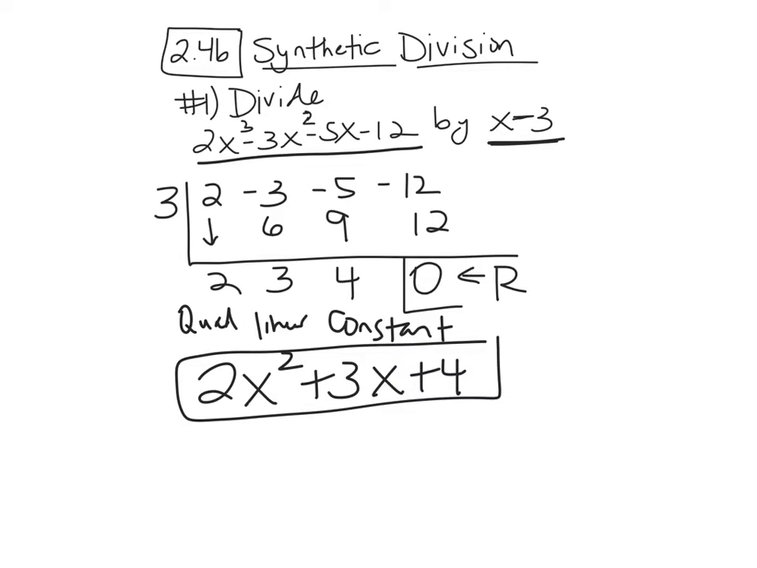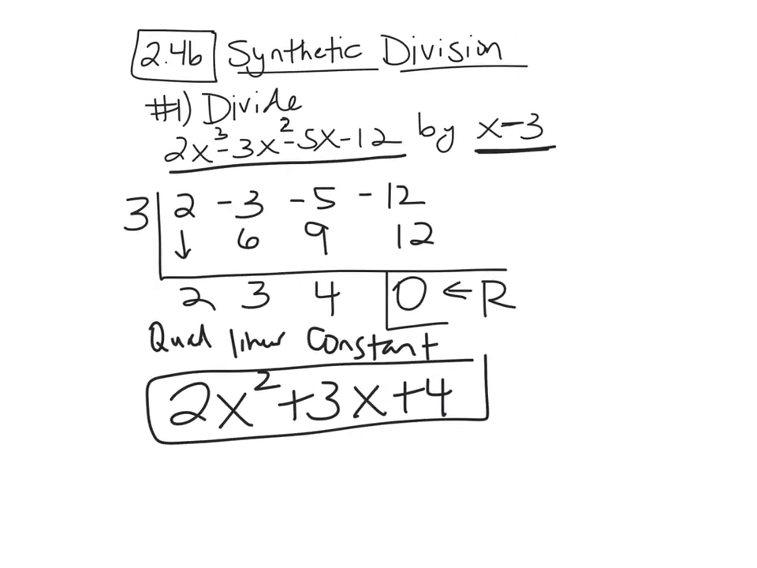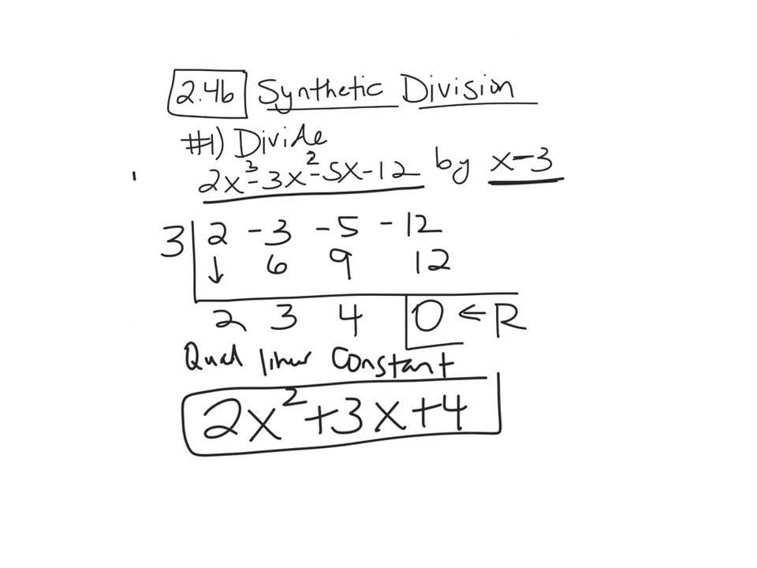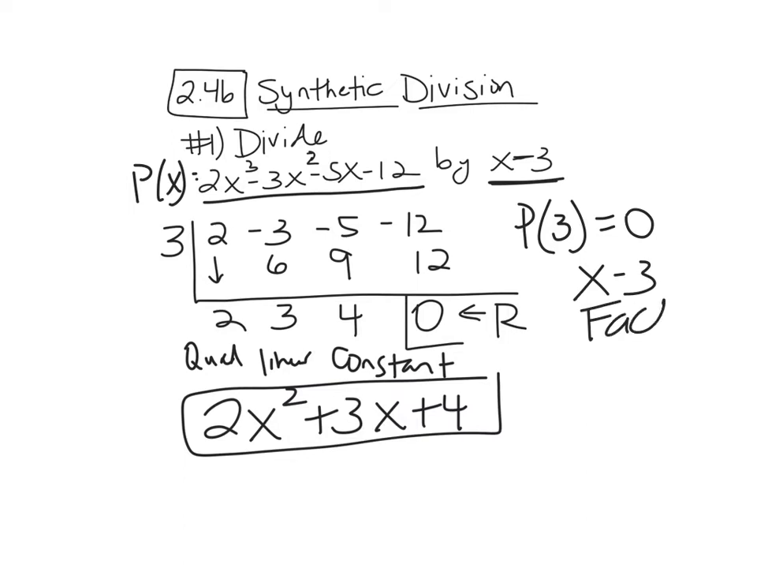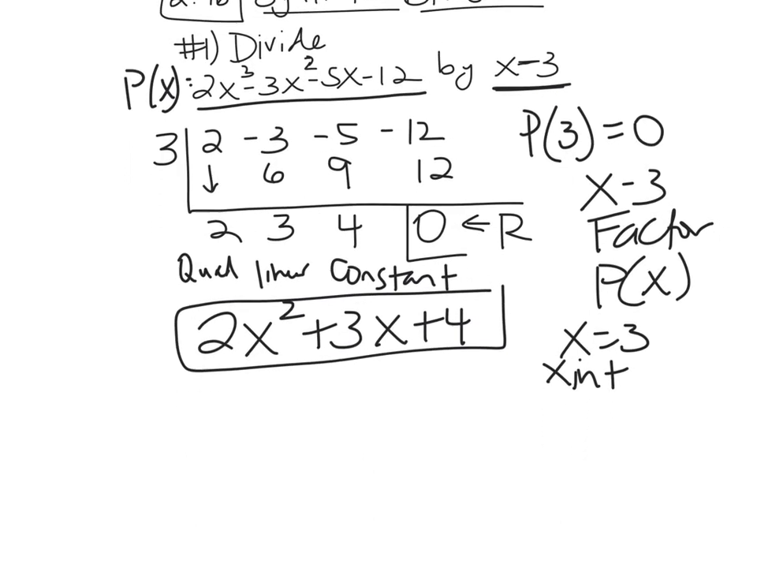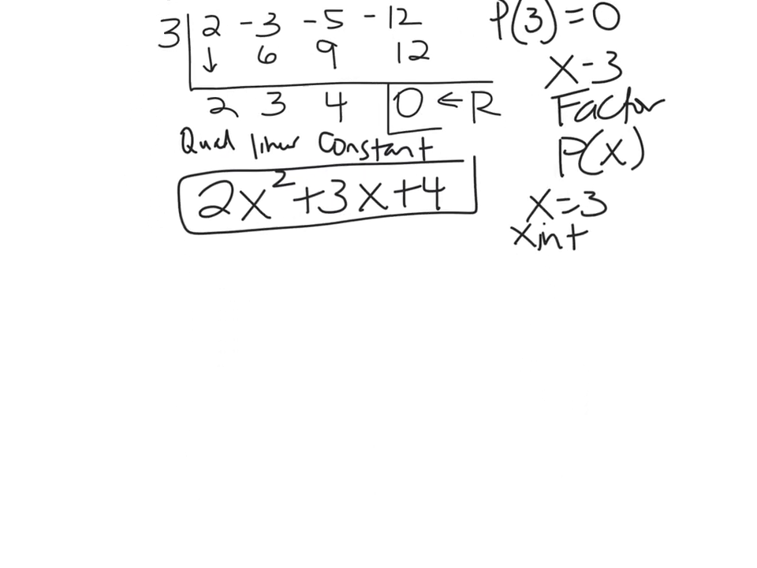Now, what that tells us is a few things. First of all, if I let this polynomial equal p of x, it tells us that p of 3 equals 0. It also tells us that x minus 3 is a factor of p of x. It tells us that x equals 3 is an x-intercept on the graph of that polynomial. It tells us all kinds of cool stuff. All right, so let's do another one.